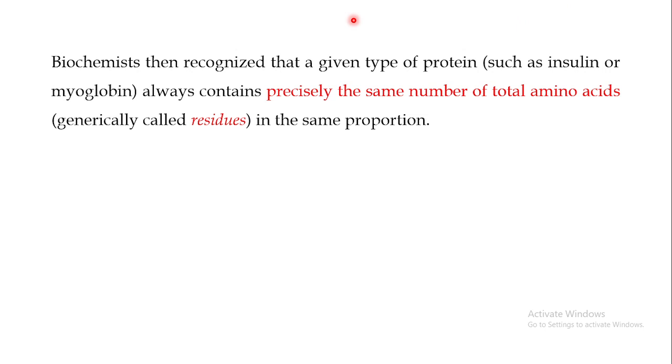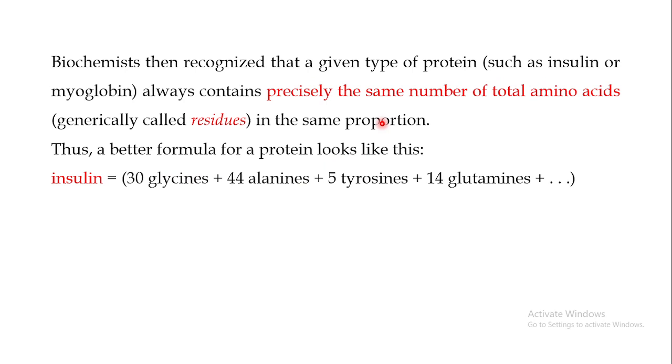Then I told you that the biochemists recognized that a given type of protein will always contain precisely the same total number of amino acids and in the same proportion. For example, insulin would always contain, for example, 30 glycines, 44 alanines, 5 tyrosines, and so on.